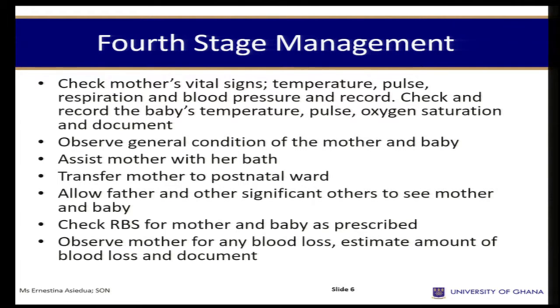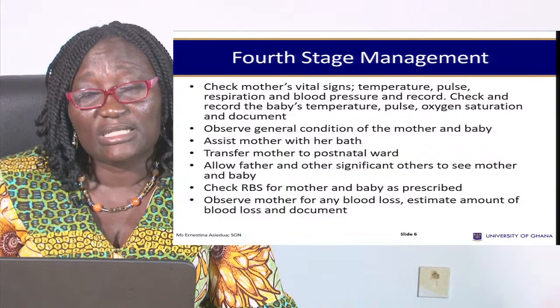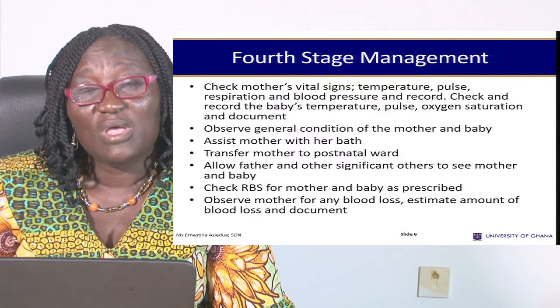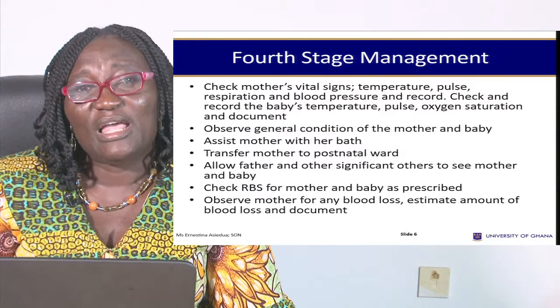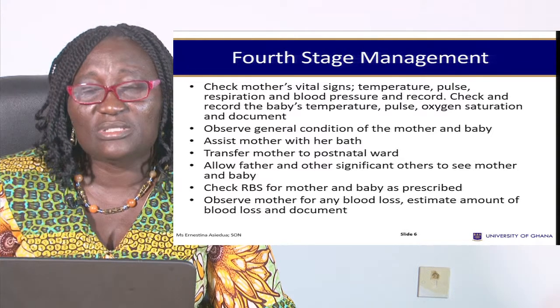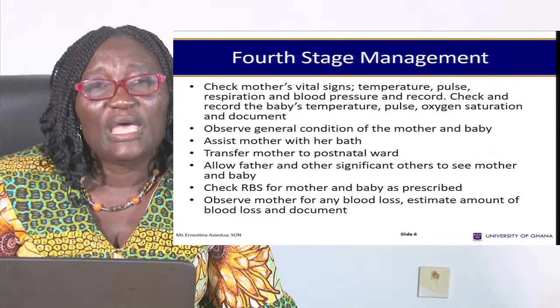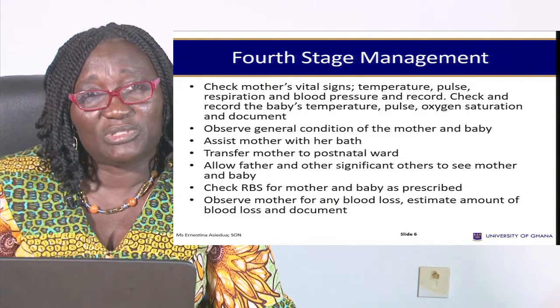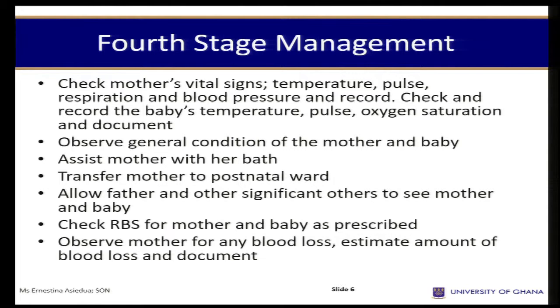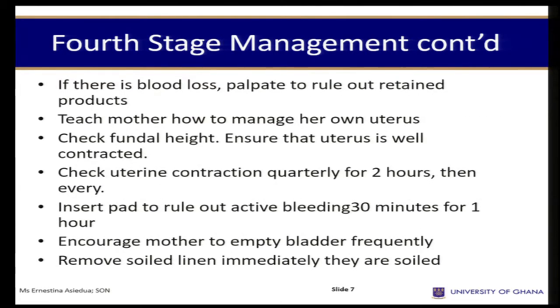Now, if the baby's condition is not good after resuscitation, then we may take the baby to the NICU and the woman is still sent to the postnatal ward. Now, we allow the father or any other significant others to see the mother and the baby. And depending on the protocol, you may check RBS for mother and baby as prescribed. You may observe mother for any blood loss, estimate the amount of the blood loss, and then you document. If there is blood loss, palpate to rule out retained products.